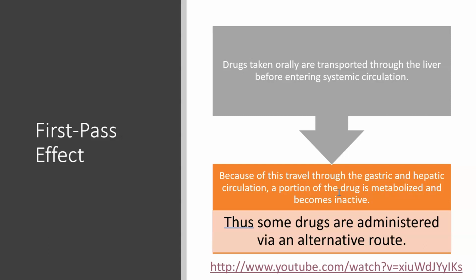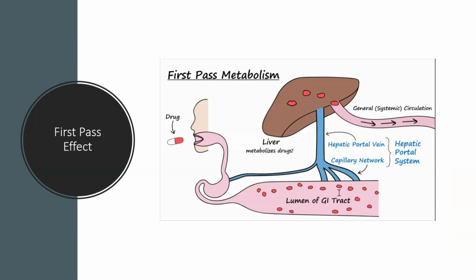So first pass effect, drugs taken orally are transported through the liver before entering the systemic circulation. Because of this travel through the gastric and hepatic circulation, a portion of the drug is metabolized and becomes inactive. Thus, some drugs are administered via an alternate route. There's a good YouTube video for that. So first pass metabolism. So you take the drug, it goes into the lumen of the GI tract, it goes through the liver, and the liver starts to metabolize the drug, okay? And it starts to break it down to excrete it, okay? Before it goes to the general circulation. So if it's a first pass drug, it's diluted, okay? And you have to take that into account.